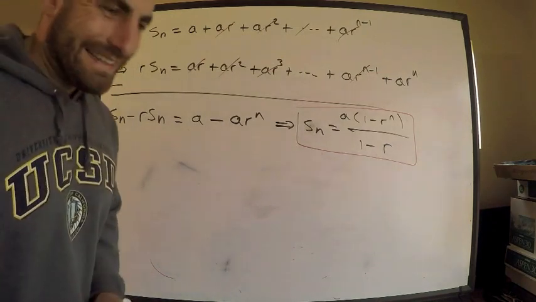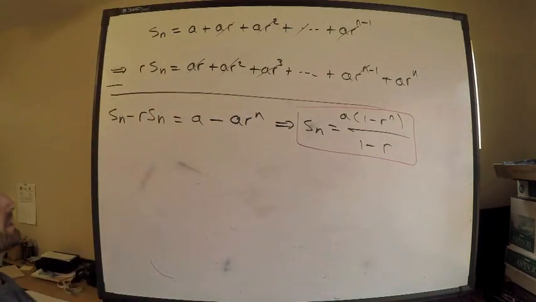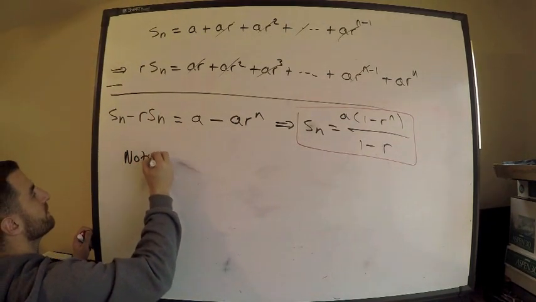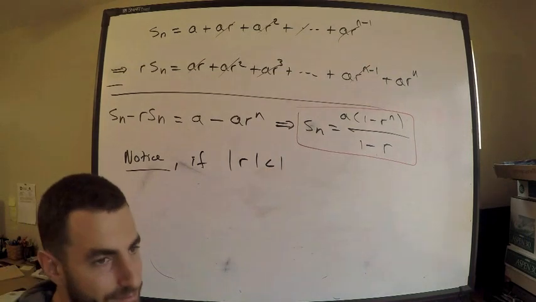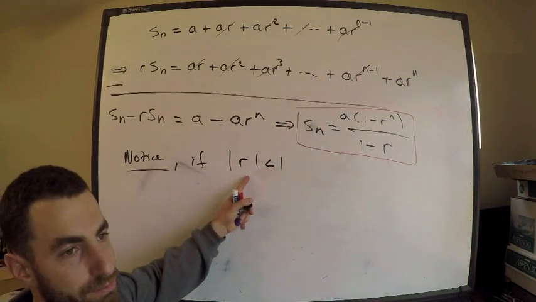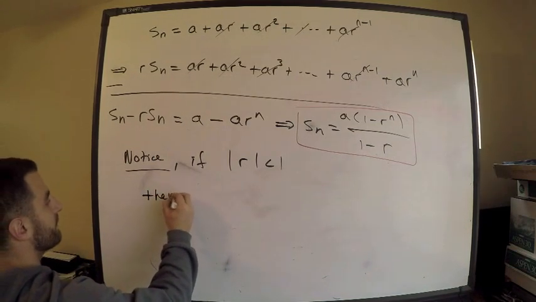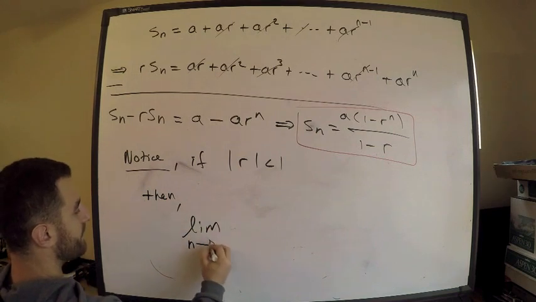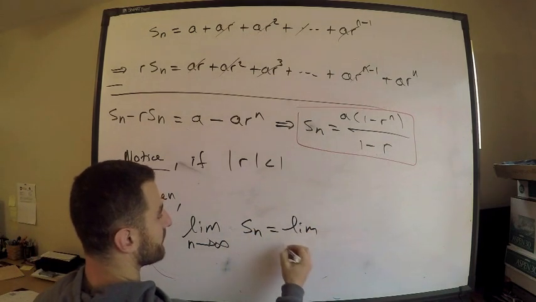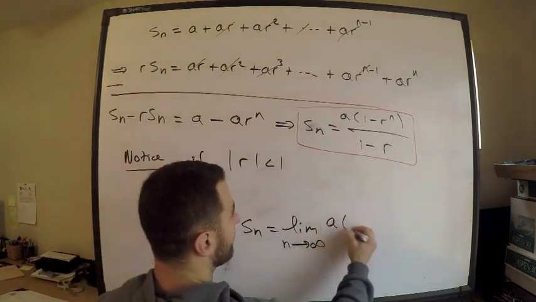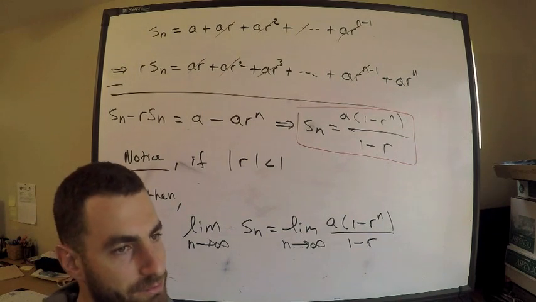All right. What is the formula for the infinite sum? So, we need a condition. Notice if the absolute value of r is less than 1. What does that mean? By definition, you'd be familiar with absolute value. This means r is between negative 1 and 1. It's greater than negative 1, less than 1. If I have this condition, then the limit as n tends to infinity of Sn, which is the limit as n tends to infinity of a times 1 minus r to the n over 1 minus r. Think about my assumption.